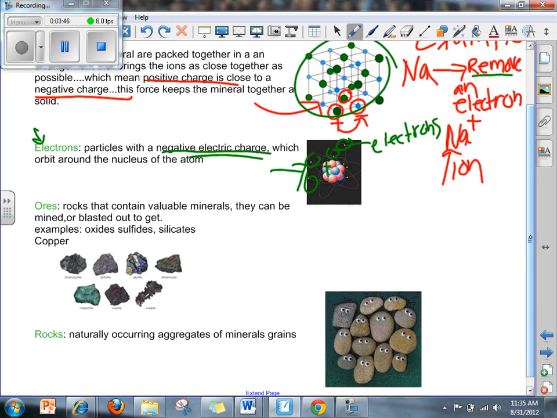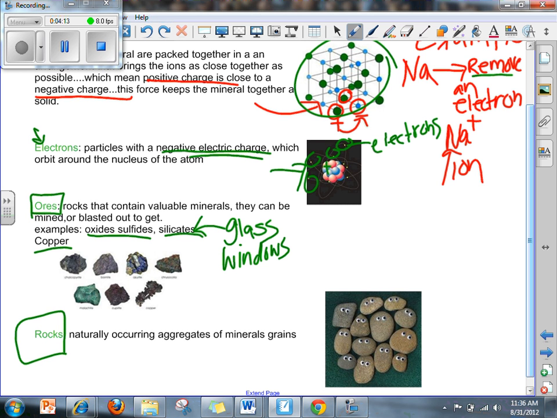Now we have ores, and ores are rocks that contain valuable minerals, and they can be mined or blasted out to get them. For example, we have oxides and sulfides, silicates and coppers. This right here is used for glass, like our windows especially. And then we have rocks. Rocks are naturally occurring aggregates of mineral grains. So here's my little picture of rocks with their little faces on them.